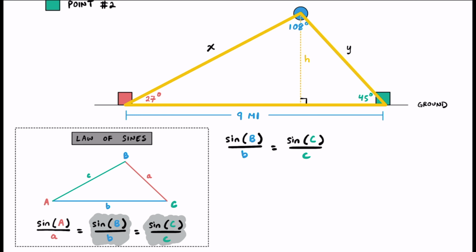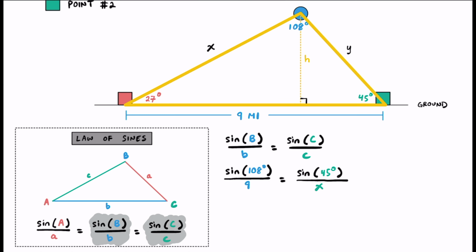So here's the proportion that we're going to use. This 108 degrees is angle B. This 9 miles is side length B. This C degrees is going to be the 45 degrees. And this side length C down here is going to be this side length of x that we're going to solve for. Making some substitutions, we have sine of 108 degrees over 9 on the left side of this proportion, and on the right side, sine of 45 degrees over side length C, which is really just our x here. So we can just write x instead.